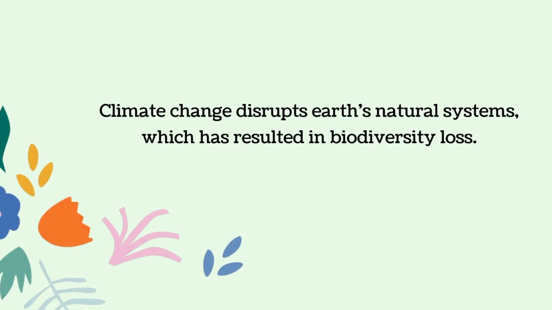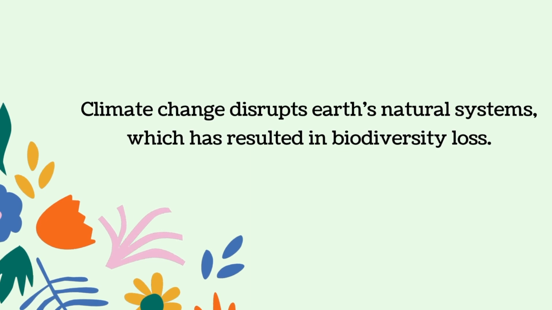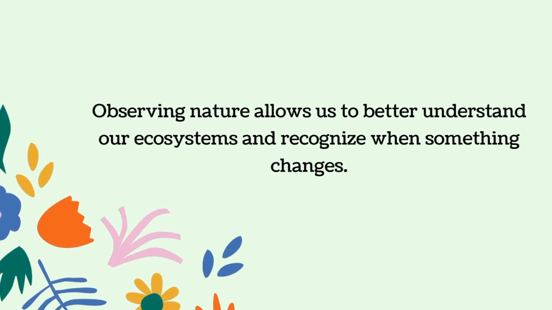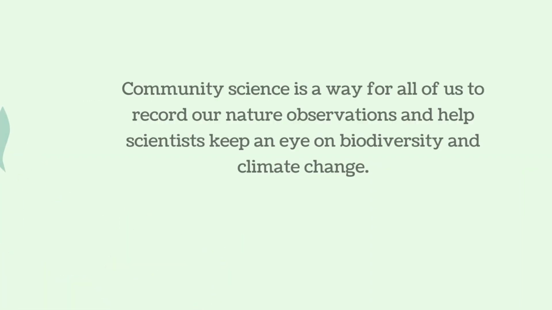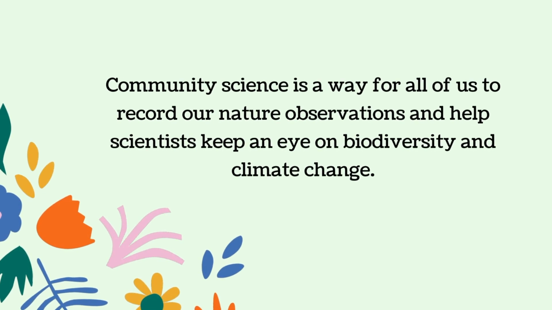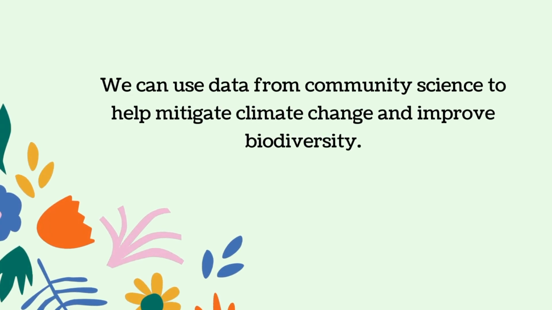Today we talked about how climate change disrupts Earth's natural systems, which has resulted in biodiversity loss. How observing nature allows us to better understand our ecosystems and recognize when something changes. How community science is a way for all of us to record our nature observations and help scientists keep an eye on biodiversity and climate change. How we can all use data from community science to help mitigate climate change and improve biodiversity.